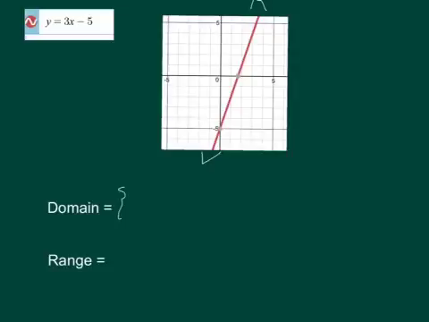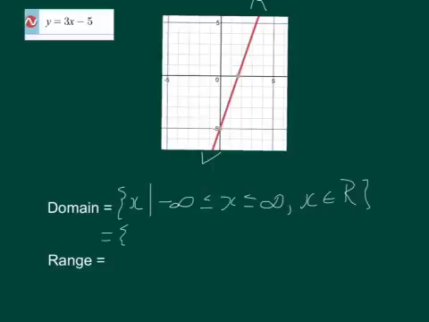Curly brackets are traditionally used, x and then a vertical line meaning such that, and start with our smallest endpoint, so negative infinity is less than or equal to x, which is less than or equal to positive infinity, and we always have to identify our numbering system. In this case, that would be the real numbers. Now we can shorthand that as x belongs to the reals.